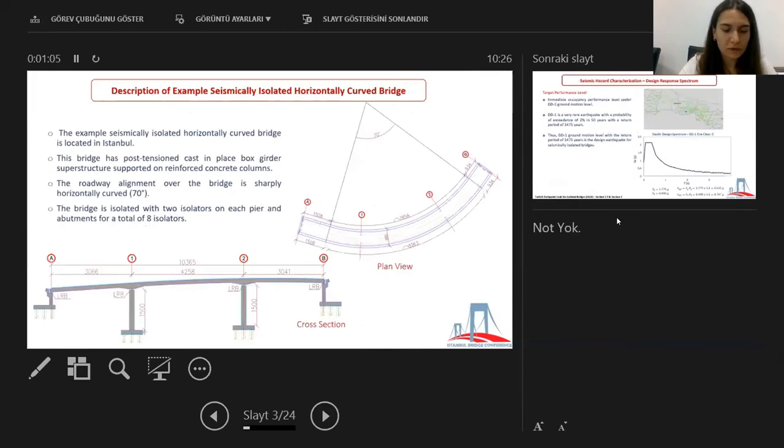We applied this new code to an example seismically isolated horizontal curved bridge located in Istanbul. You can see here the plan view and cross section of the considered bridge. This bridge has a post-tensioned cast-in-place box girder superstructure supported on reinforced concrete columns. It has three spans, and the total length is approximately 110 meters. The challenging issue is that the roadway alignment is sharply horizontally curved. The angle between the two border radius lines of the curvature is 70 degrees. The bridge has a total of 8 isolators, 2 on each pier and the abutments.